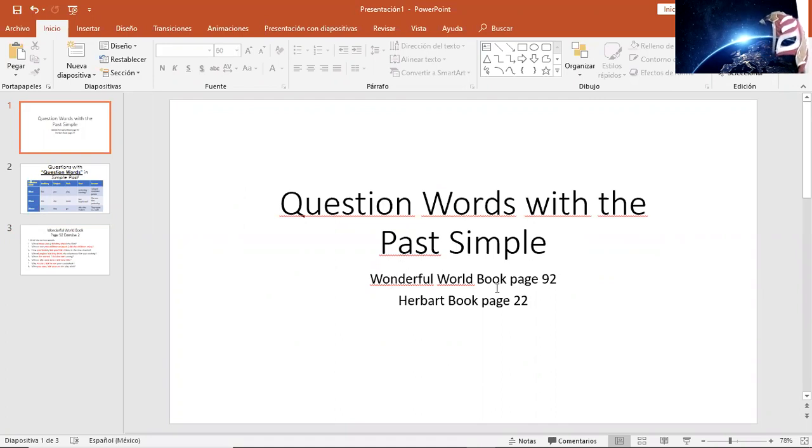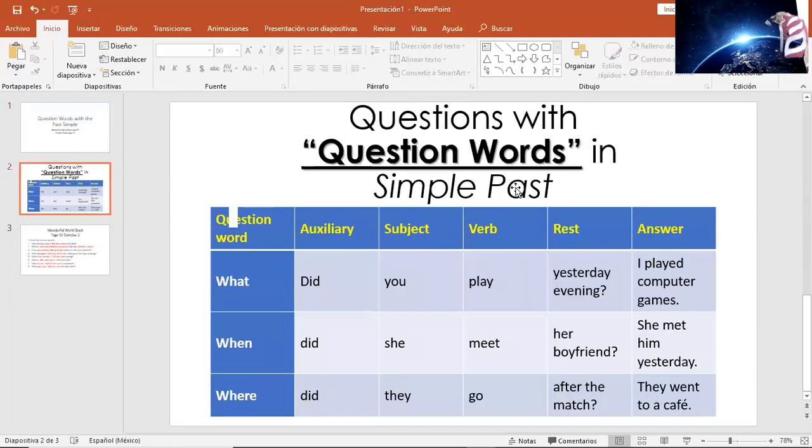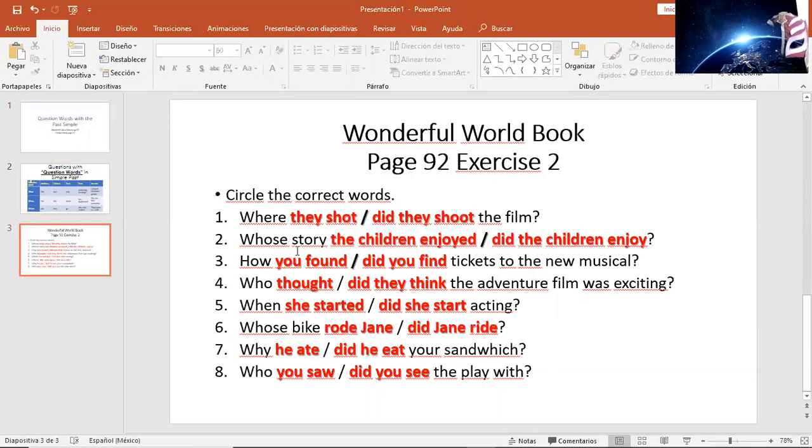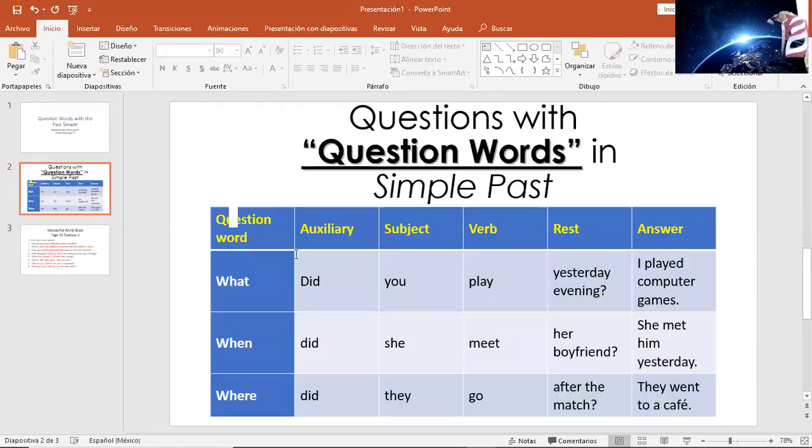So open your wonderful world book to page 92. Then we're gonna use the Herbert book, but later, right now, your wonderful world book, okay? So we're gonna do exercise number two. You have it in your book. But before the exercise, I'm gonna give you a brief explanation, explicación corta, about questions with question words in simple past.